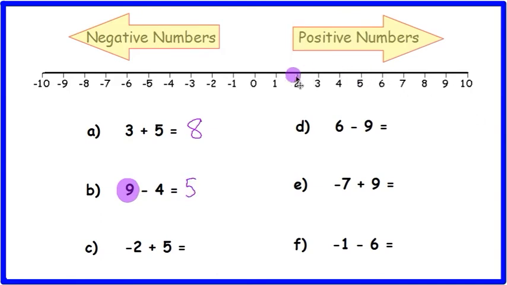Start at -2. It may sound a bit babyish, but you get the point across. Start at -2, you add 5, 1, 2, 3, 4, 5, which brings you to positive 3.